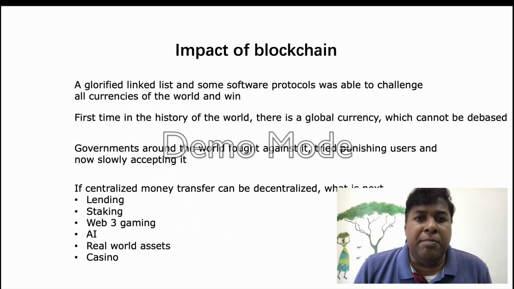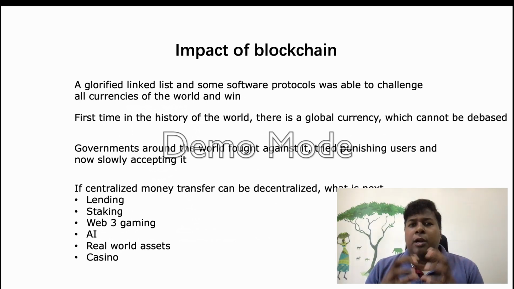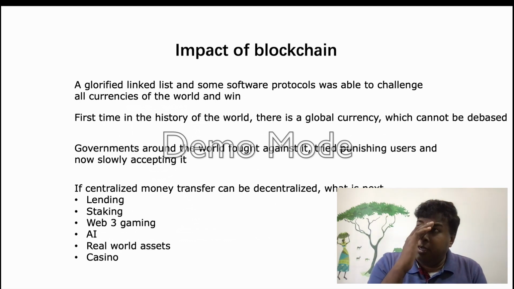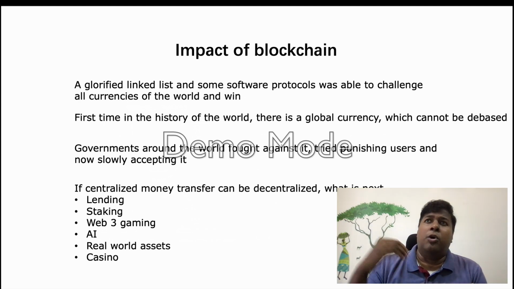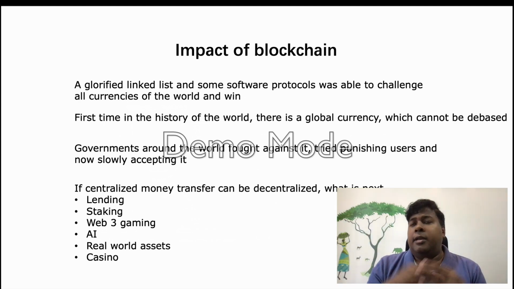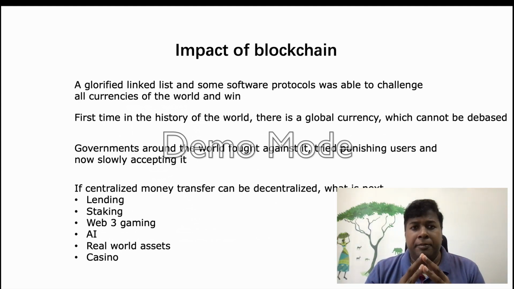Now, what is the impact of the blockchain? What is the impact that this blockchain is having? A glorified linked list, that's what it is. And some software protocols are able to challenge all the currencies in the world. Who would have thought about that? An unknown mysterious person comes in and creates a design which no government is able to hack into or shut down, and they just mysteriously disappeared, and no investigation agencies or anybody was able to find them.